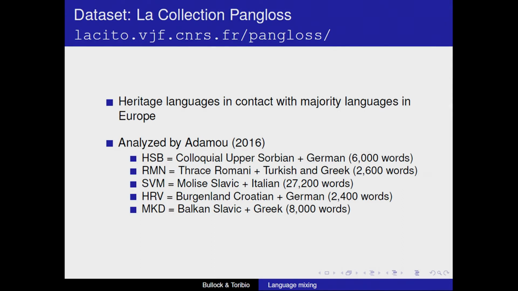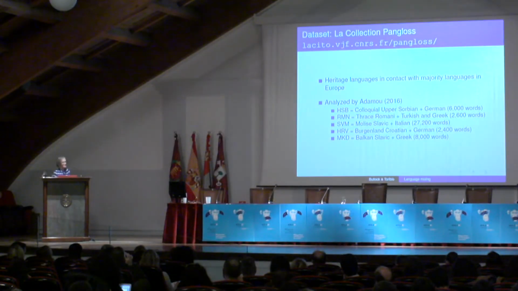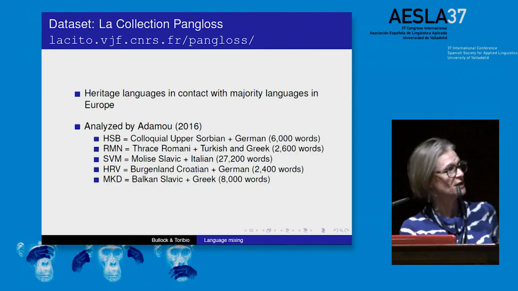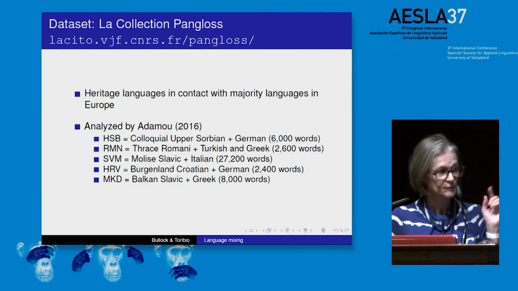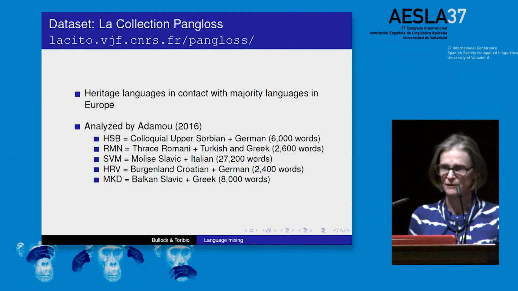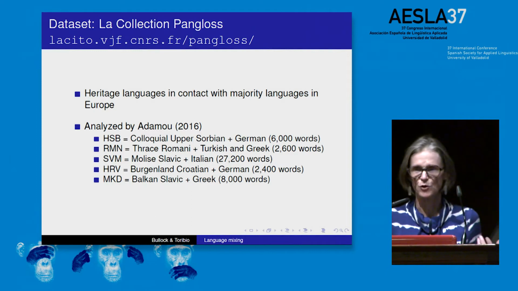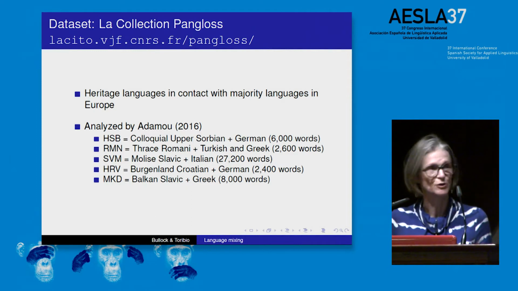So we like getting data whenever we can get it, of code switch data. It's not easy to get, right? And so we've been working with people who work on endangered languages, because if you think about it, with endangered languages generally everybody's bilingual. And so there's a nice corpus that's been published from the Lacito group in Paris called the Pangloss Collection. Some of you might know the book from Lila Adamu on corpus linguistics. She's got aims very similar to ours.